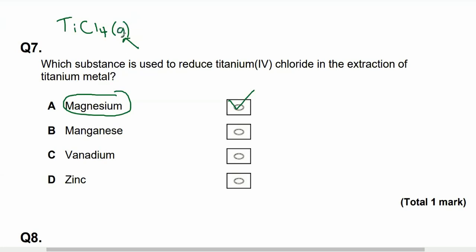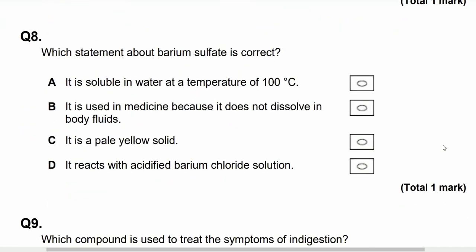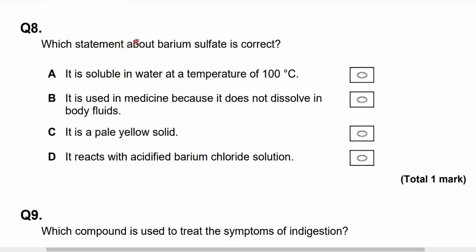You have to know that. We add that to magnesium, and that's going to make magnesium chloride and leave little titanium on its own. It's a displacement reaction in essence. You've got redox obviously going on as well, and you get your pure titanium metal, which can be used for your hip replacements and various bits and bobs, as it's got a low density ish and it's unreactive. Question 8: which statement about barium sulfate is correct? So it is soluble at a temperature of 100 degrees.